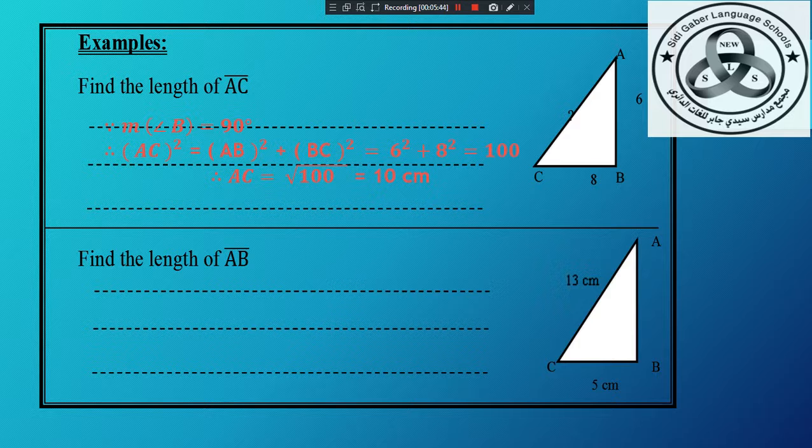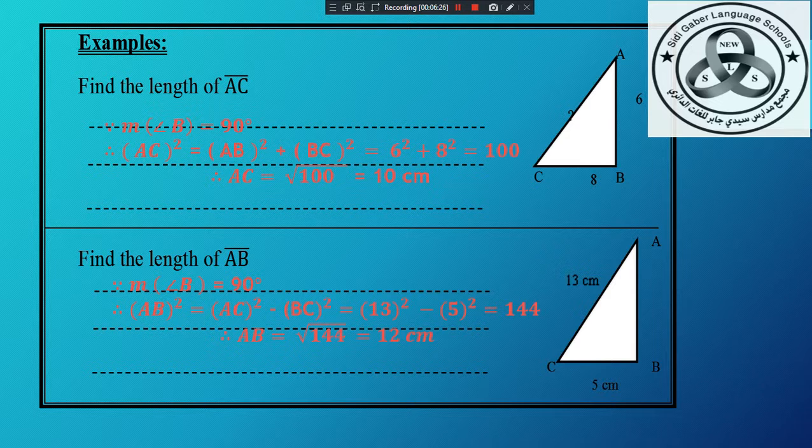Let's move to the second one. To get AB, is AB the side or the hypotenuse in this triangle? Side. Excellent. First step, I have to write the condition. Since measure of angle B equals 90, therefore AB power 2 equals AC power 2 minus BC power 2 equals 13 power 2 minus 5 power 2 equals 144. So to get AB, I have to get the square root of 144 equals 12 centimeters.